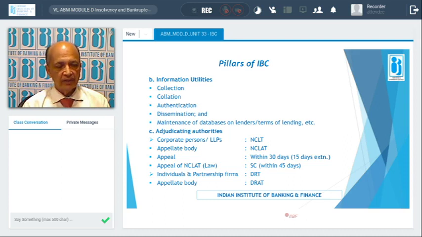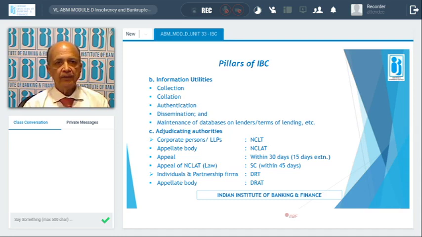The data would be collected, then authenticated, then disseminated, that is, passed on to other people involved in this process, and the database maintained, with details of the lenders and the terms of the lending, so that the decision can be expedited. Instead of referring to the respective lenders for all this data, it is readily available. The database would be built up by the information utilities and used for expediting the resolution process of the units referred to IBC or IBBI.